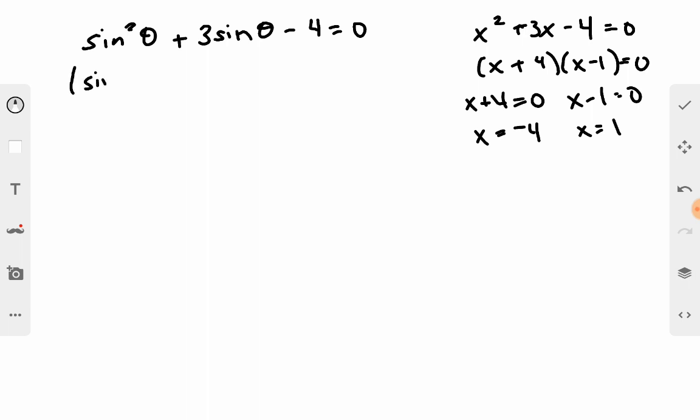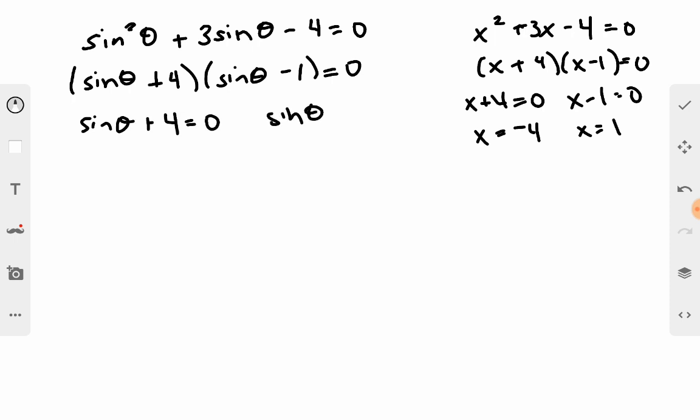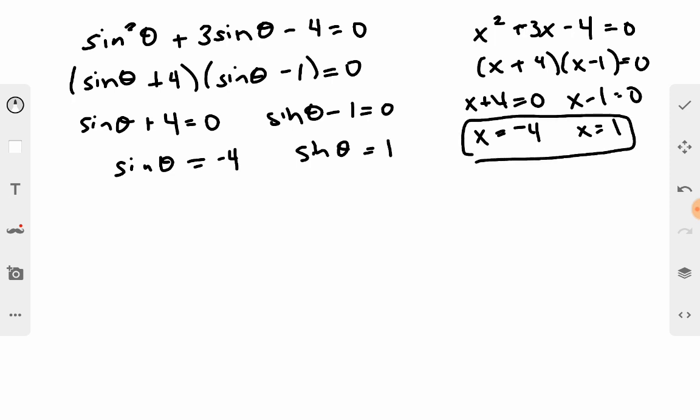This could factor as sine theta plus 4 and sine theta minus 1. And then we've got something times something equals 0. We can break that up. So we've got sine theta plus 4 equals 0, and we've got sine theta minus 1 equals 0. And of course we move the 4 and the 1 to the other side. So we've got sine theta is equal to negative 4, and sine theta is equal to positive 1. So we see that over here we had our solutions. We don't quite have our solutions here, but it's the same exact shape of the equation. So now we need to solve the smaller equations, sine theta equals negative 4 and sine theta equals 1.